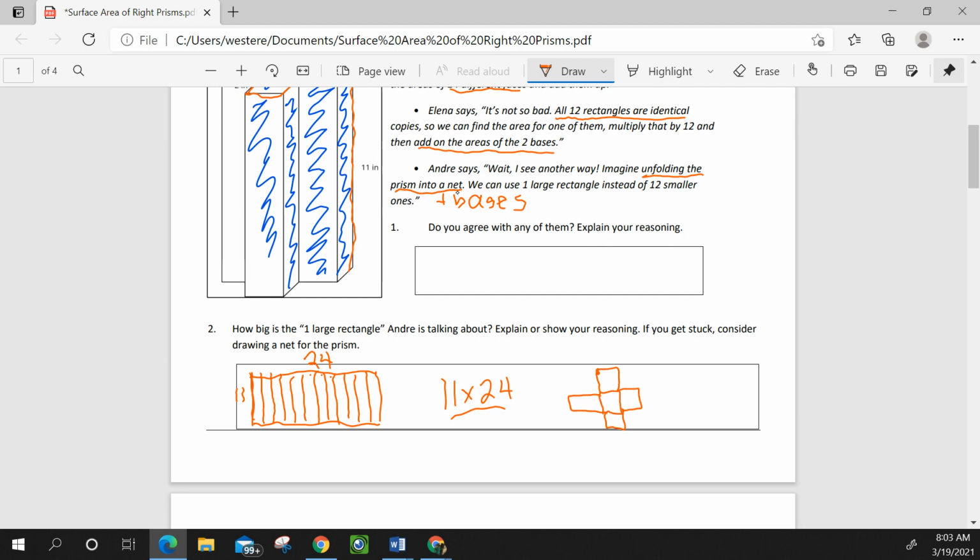I'm doing this for a reason. The bases are composed of 5 squares. Each of them are 2 by 2. So essentially we have 4, 4, 4, 4, 4. So each base is 20 inches squared. Okay, so what I'm going to do now, I'm going to open up a whiteboard really quick.